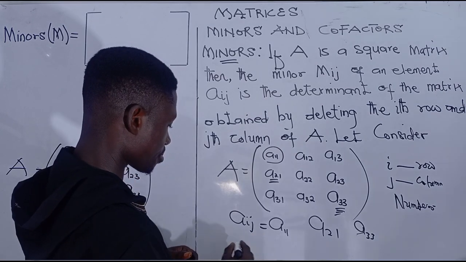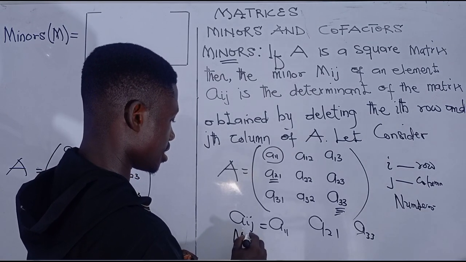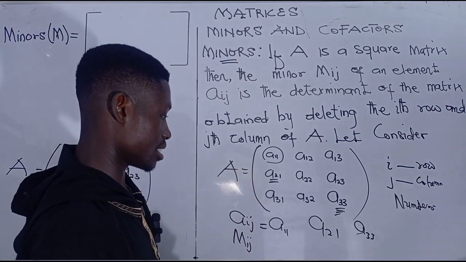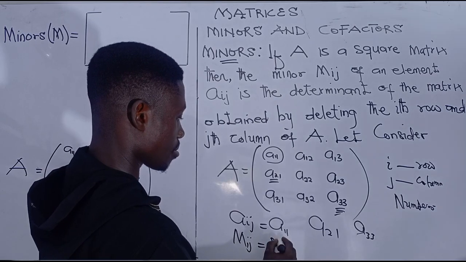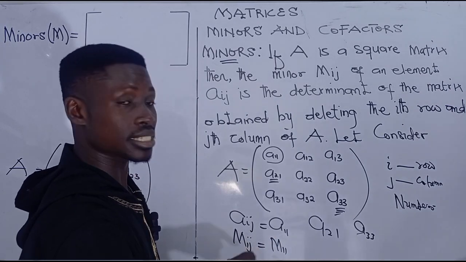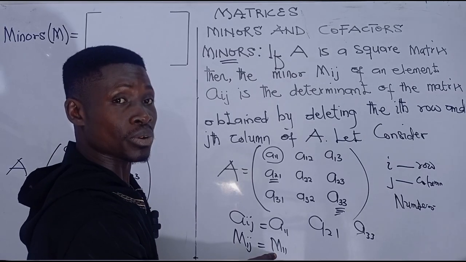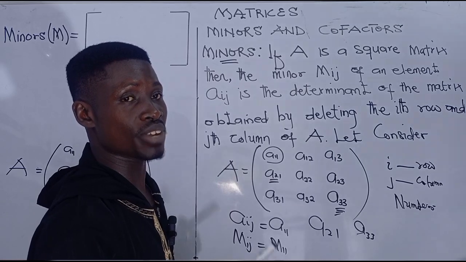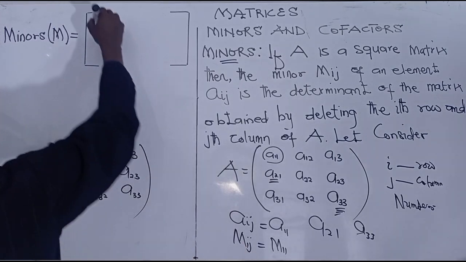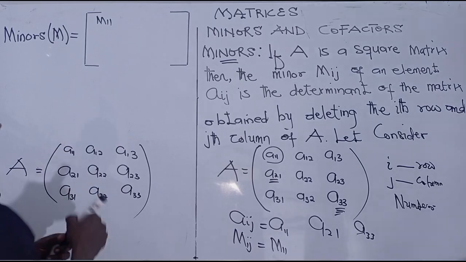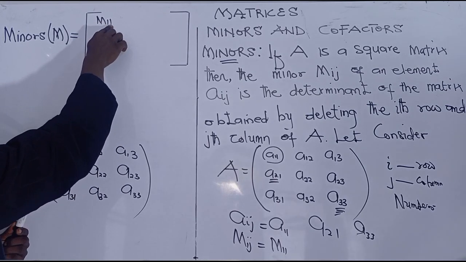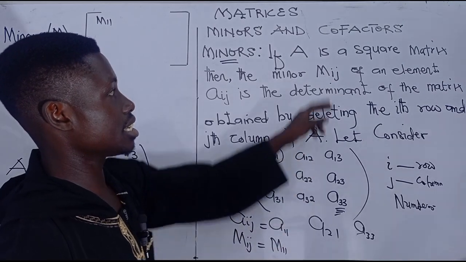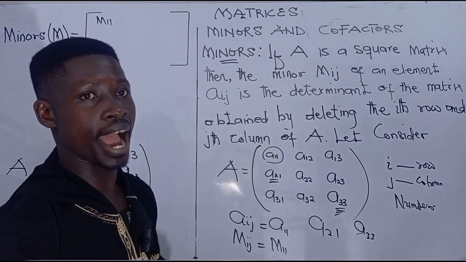Similarly, if you have Mij, it is telling us the position of the minor within the matrices. So if you have M11, this is telling us that this minor is at the first row and the first column of the matrix. That's the meaning of this notation, Mij and then Aij.